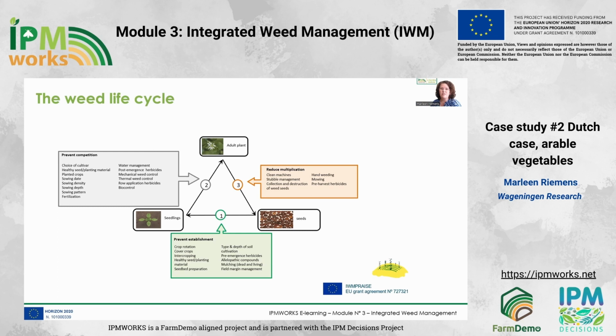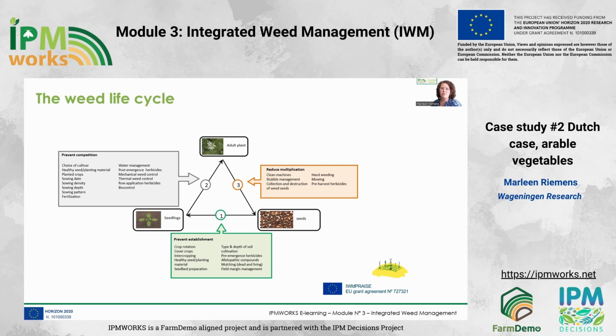This framework for integrated weed management starts with the life cycle of weeds. Here you see a simplified representation of the life cycle: seeds, seedlings, and adult plants. Each step in the life cycle can be interrupted with tactics and tools. The colors indicate where the weed life cycle is interrupted. Gray measures prevent competition between crop and weed. Orange measures reduce multiplication of the weed. Green measures prevent establishment of the weeds.